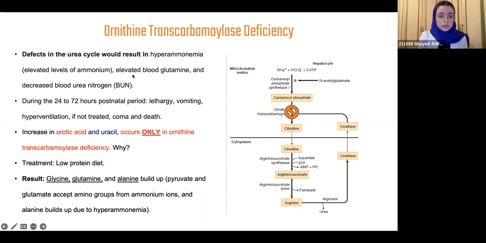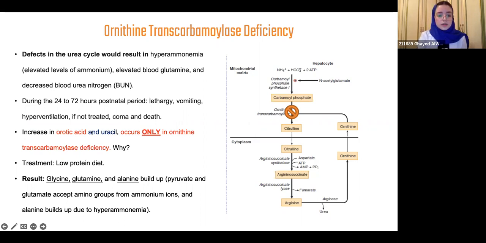And another thing is you'll have decreased blood urea nitrogen. That's easy to understand because you have the urea cycle, right? And the whole purpose of the urea cycle is to produce urea. And if the urea cycle isn't working, then we don't have urea. So that's why urea would be decreased. So whenever you see these three things in a question, you immediately know that you're dealing with a urea cycle question or a genetic deficiency in the urea cycle.